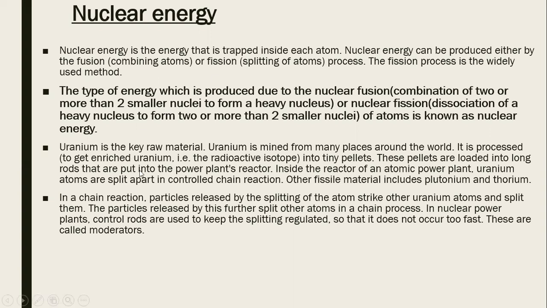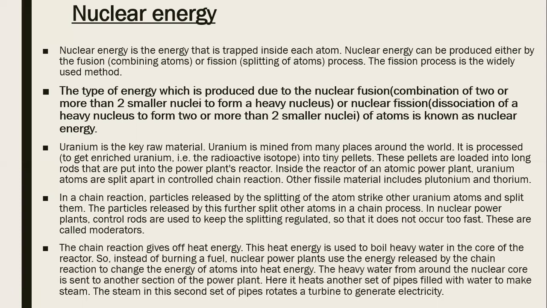It occurs as a chain reaction: particles released from the splitting of an atom strike other atoms and form a large amount of energy, which again splits into further smaller components to produce a large emission of energy. This is regulated so it does not occur too fast, which is the role of the moderators. In this way, nuclear reaction takes place for nuclear energy.